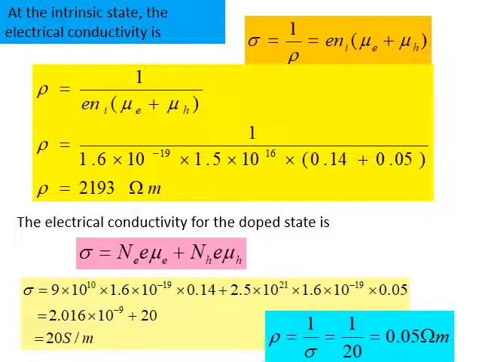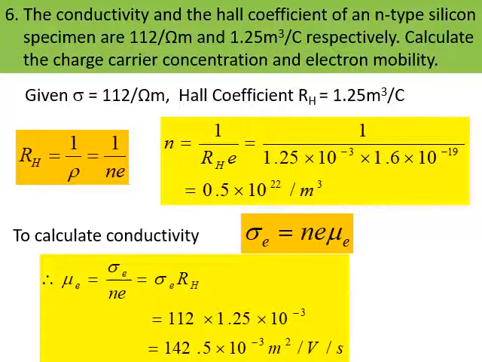The reciprocal of that conductivity is the resistivity, that is 1 by 20, which is 0.05 ohm meter. That is the resistivity of the material in the doped state. Naturally, in the doped state the resistivity is very small, but in the intrinsic state the resistivity is very large. The sixth problem is related to the Hall coefficient.